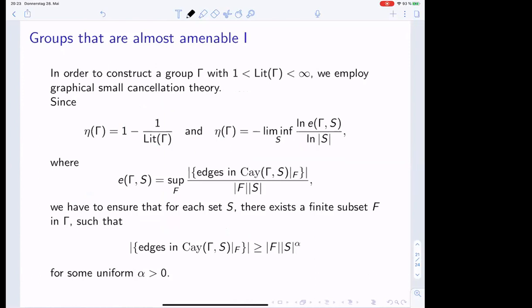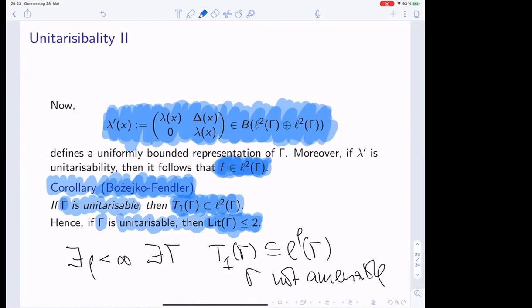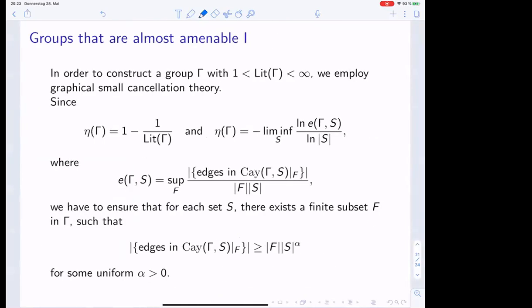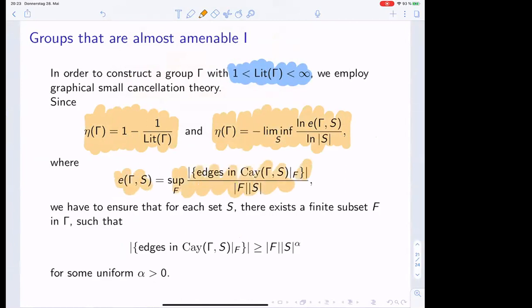Right, and so let's try to construct exactly this group that I've mentioned here. This group we will now construct, or I give some hint on how to construct it, on the last slides of the talk. So exactly this is the property that we want to get to. Remember, there's this relationship with the Littlewood exponent, and this isoperimetric invariant was defined like this, where this was the relative maximal average degree.